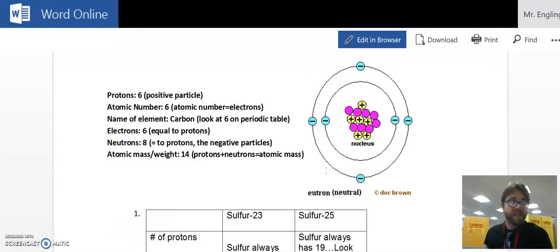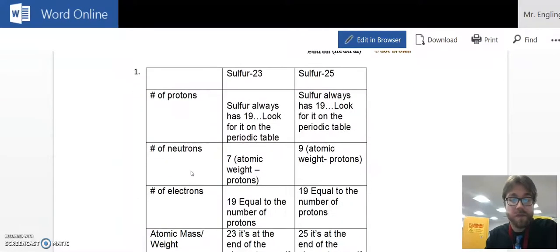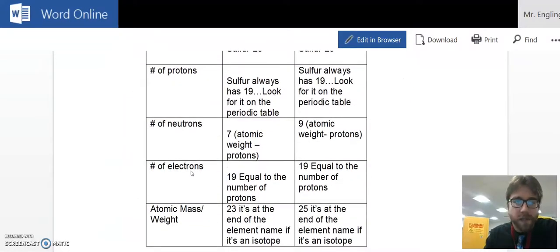All right, electrons. There are 6 electrons because there are 6 protons. They're equal. The atomic weight is neutrons plus protons. So we add together the number of neutrons and the number of protons, and that gives us 14. On to the final example here.